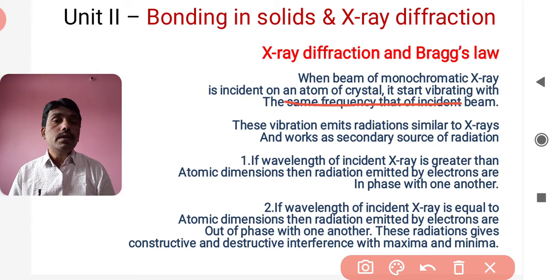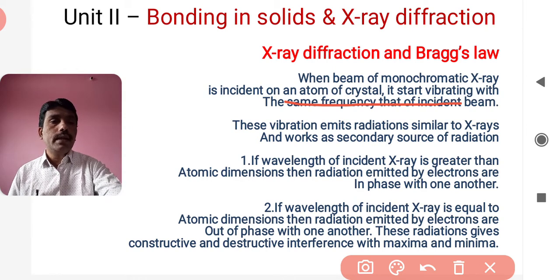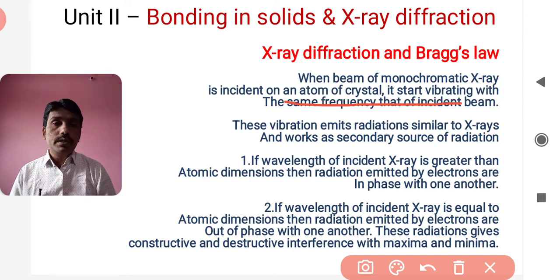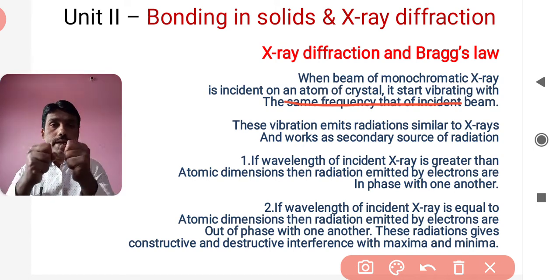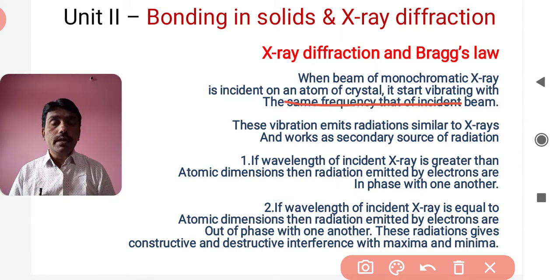Suppose the wavelength of the incident X-rays is greater than the atomic distances or the dimensions of the atomic arrangement. That also gives changes in the radiation of diffraction.